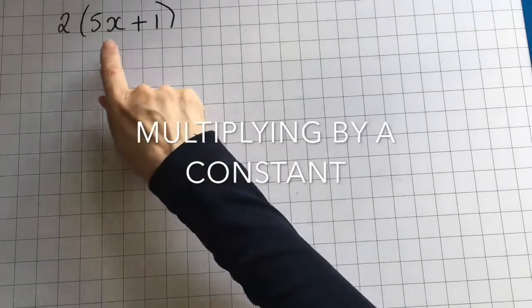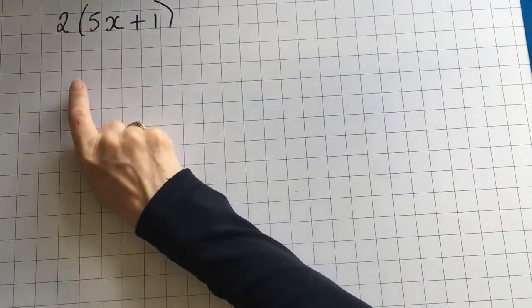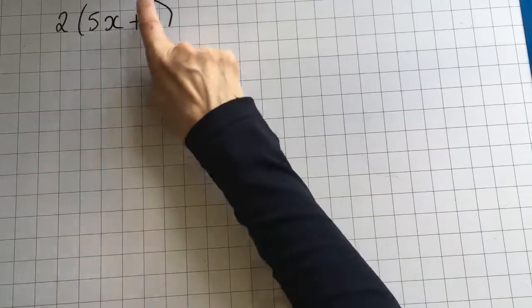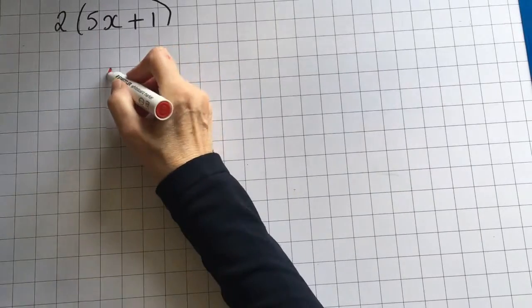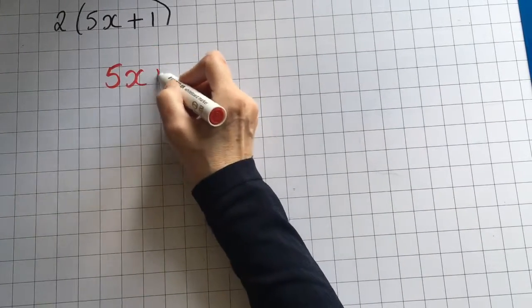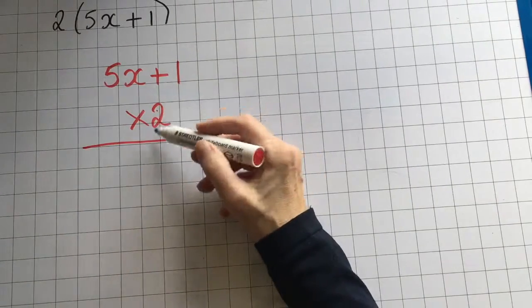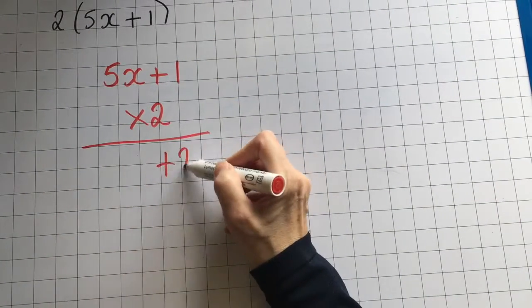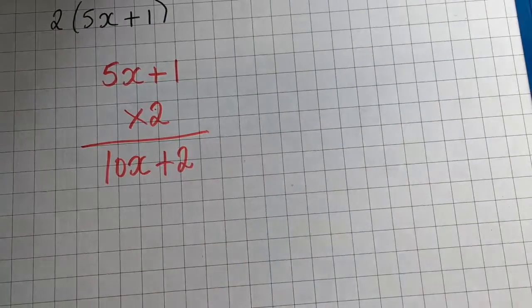Here we have 5x plus 1 in brackets, and it's all multiplied by 2. We know it's all multiplied by 2 because of those brackets. So I think of that as 5x plus 1 multiplied by 2. So the 1 is multiplied by 2, and so is the 5x to give me 10x.